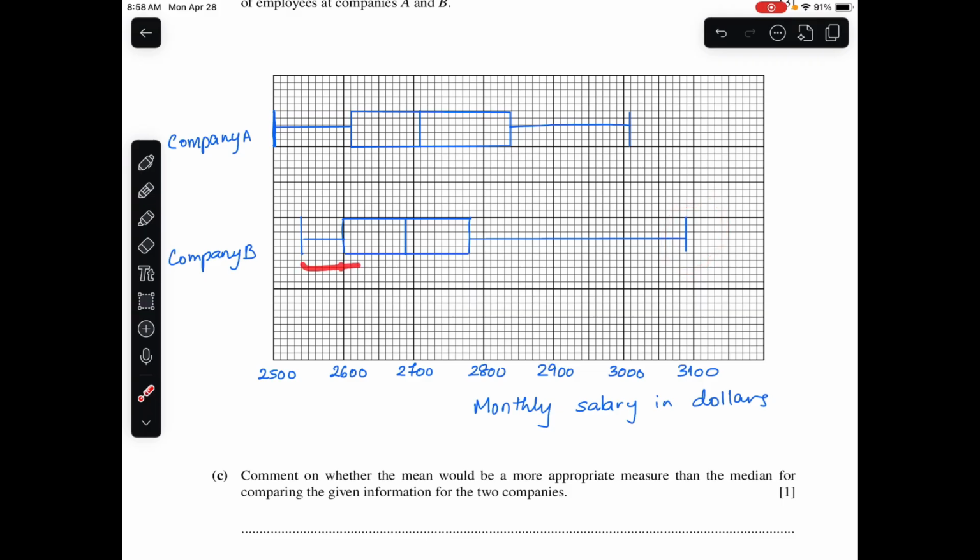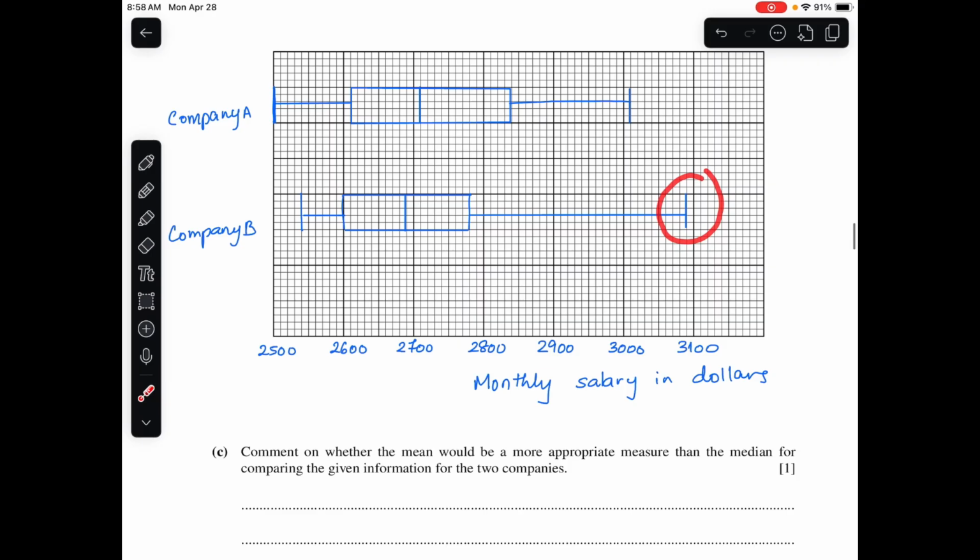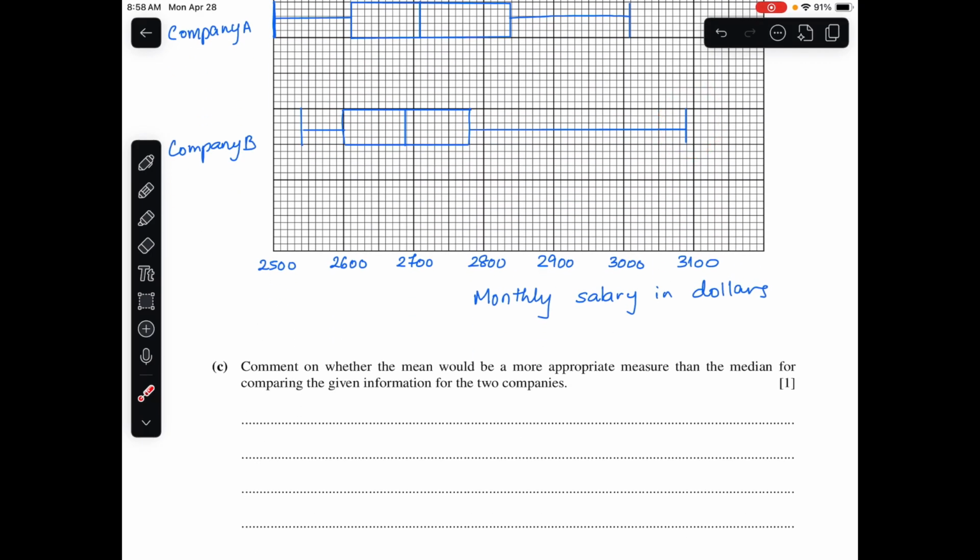If you look at the values in company B, they're all clustered within 2500 to 2800 maybe, and this value is an extreme value, because it's way too far away from the rest of the values. So we would say that the mean is affected by the extreme value for company B. We need to mention the value, that is $3,090.